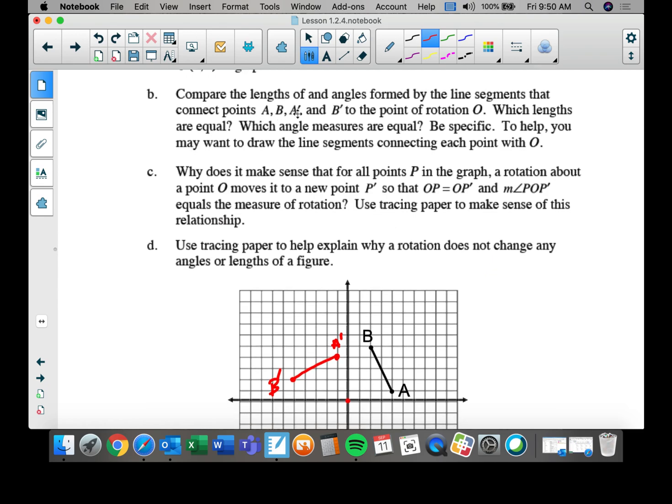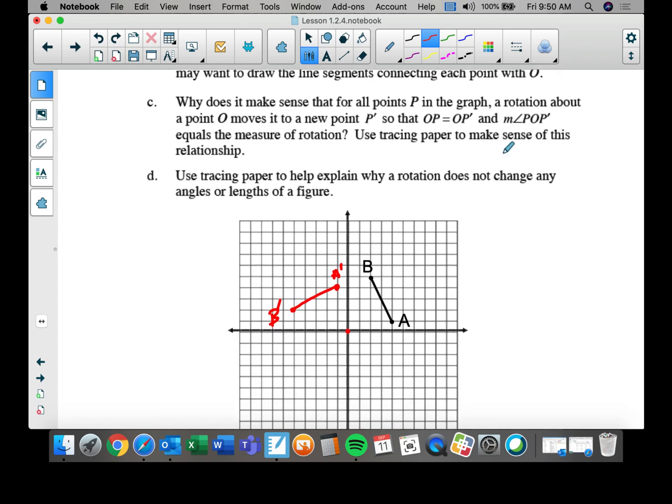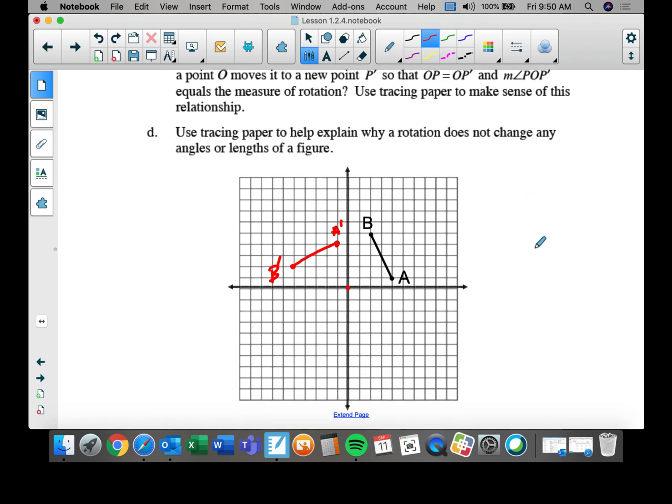Part B then, it says to compare the lengths and angles formed by the line segments that connect points A, B, A prime, and B prime to your origin, the point of rotation. So here's what they're getting at. Let me show you this. This one I'm not going to have you try on your own because it's a little bit confusing. If I pick point B, for example, I'm going to take point B and connect that to the origin. Then I'm going to also connect that to B prime.